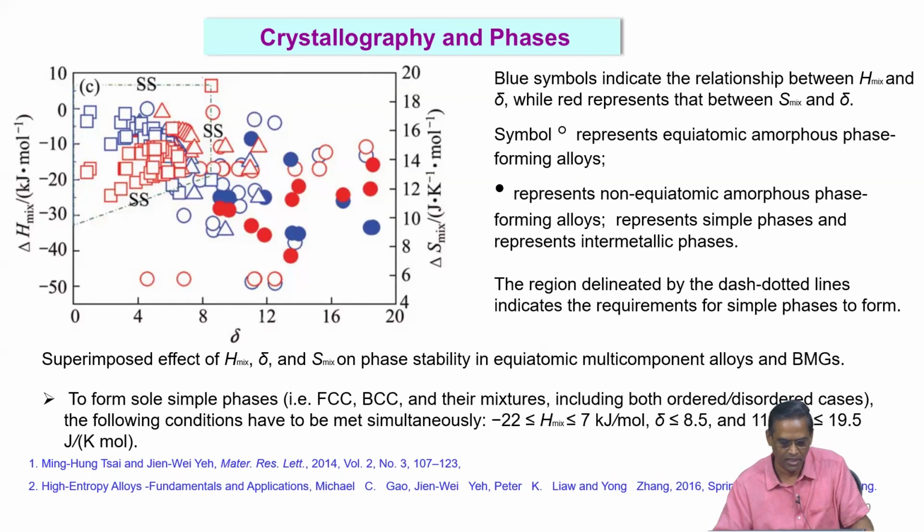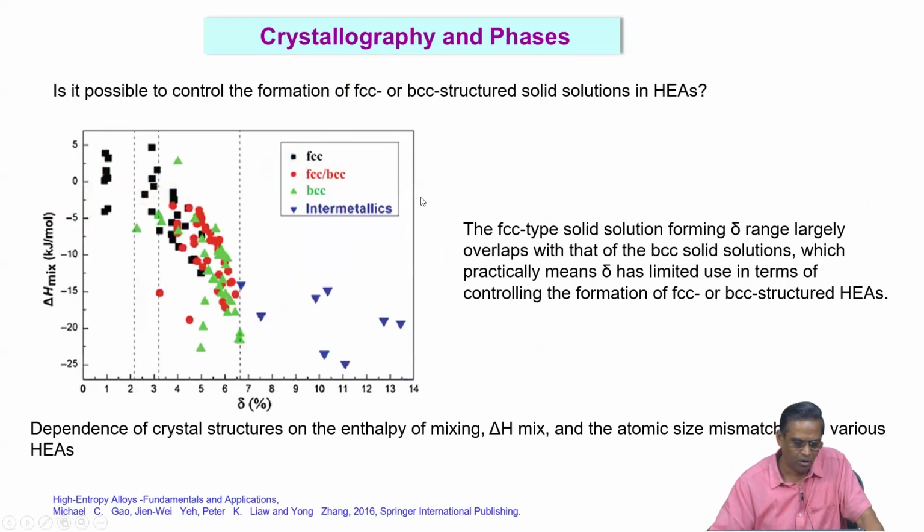What kind of crystal structure will form? Is it possible to control the formation of FCC or BCC structured solid solution high entropy alloys? That's a very interesting question, right? So you look at this plot: delta H mix and atomic size difference.